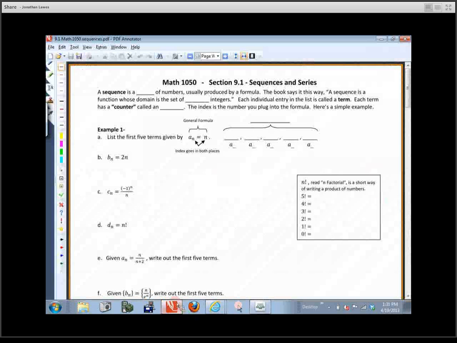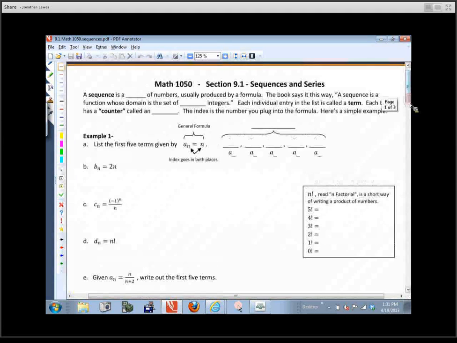Okay. All right. So if you'll take a look at the notes there, this is what this chapter is on. The whole thing's on sequences and series. And what we're going to do today is we're just going to kind of familiarize.